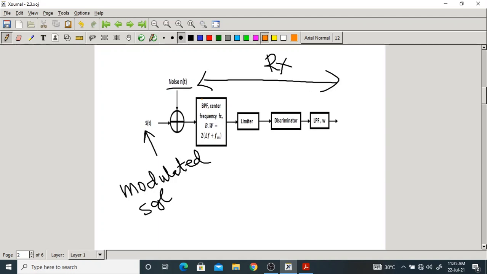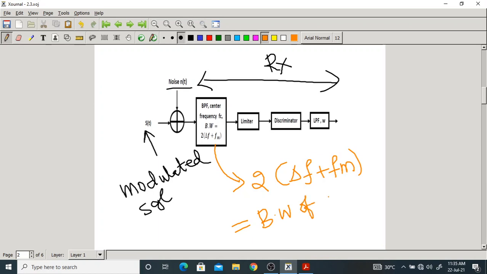Obviously, the first part of the receiver is a band pass filter. What is the bandwidth of this band pass filter? 2 into delta f plus fm. And after that we have a limiter, a discriminator and a low pass filter with the bandwidth W. Here W or fm, you can use them interchangeably. Fm and W both are the bandwidth of the message signal.